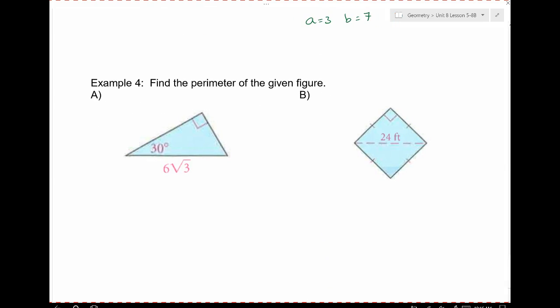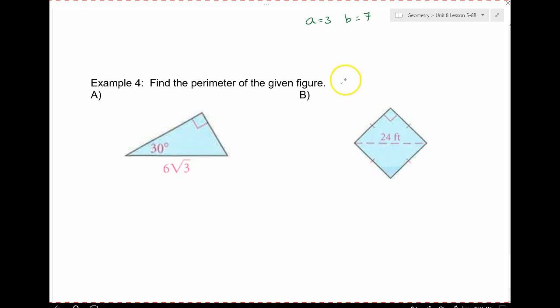All right, the next one. Find the perimeter of the given figure. So I'm asking for the perimeter of that triangle. Someone have a suggestion for me? Out of all the sides? Good. What's the only problem? I don't know all the sides. Or do I? Not yet. But can we use what we know?